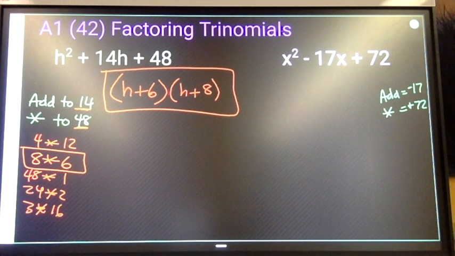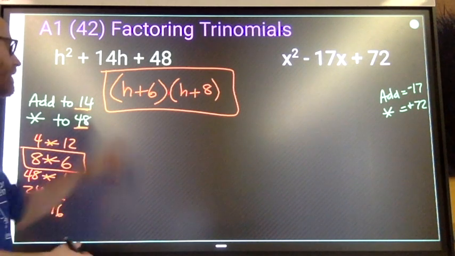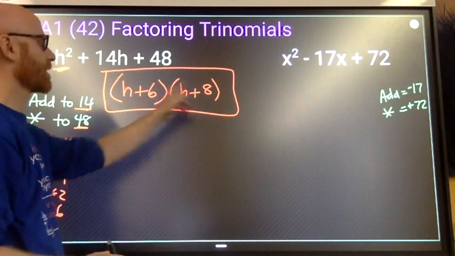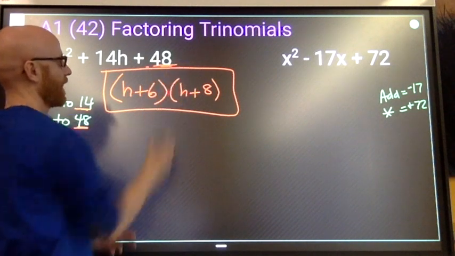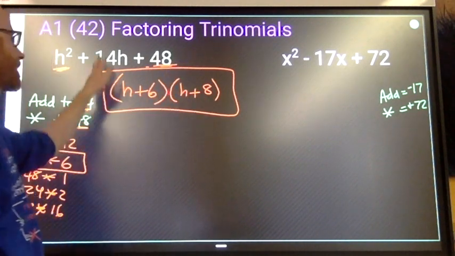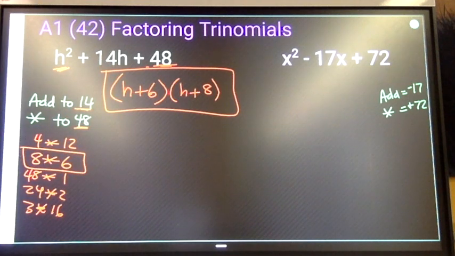All right, you want to double check yourself that you're correct. H times H, H squared. 6 times 8, 48. 6 H's plus 8 H's, 14 H's.